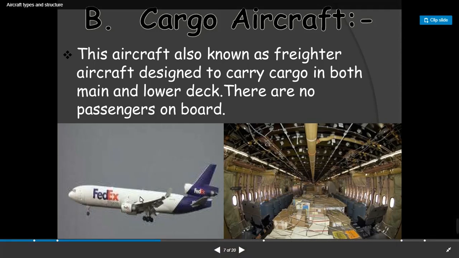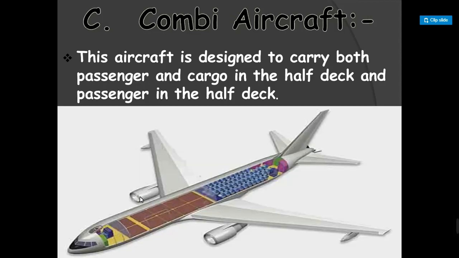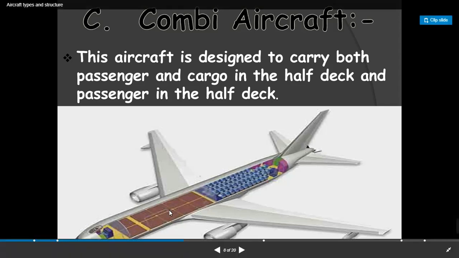Now, the cargo aircraft that we have in this world are FedEx and DHL. That's what I know. LBC does not have one. LBC uses ships and cargo trailers, they can't afford an airplane yet. Anyway, then we have combination aircraft. This aircraft is designed to carry both passengers and cargo in half the deck and passengers in the other half. There are designs with cargo in front and passengers in the back. But there are also instances where passengers are on top and the cargo is below. It's a combination.